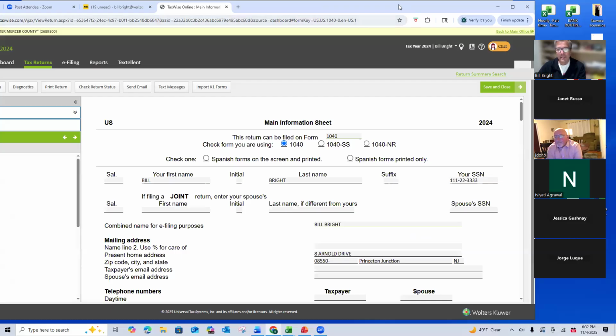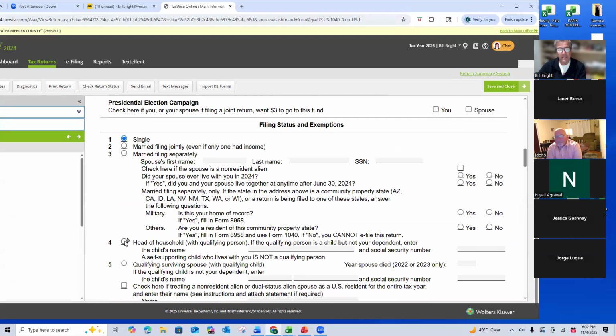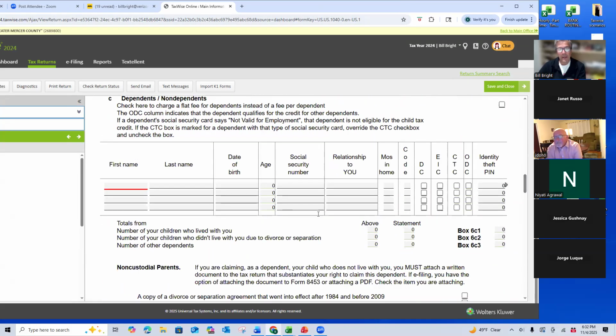But what I want to show you is, let's just say it turns out I'm not single. I am a single parent. And I'm going to put my dependent information down here. And this came off the yellow intake form that we reviewed last week. So I got Bobby Bright here, and Bobby was born 01012023. So Bobby's 1 year old, and his social is here. He's my son. So you have to fill all this stuff in.